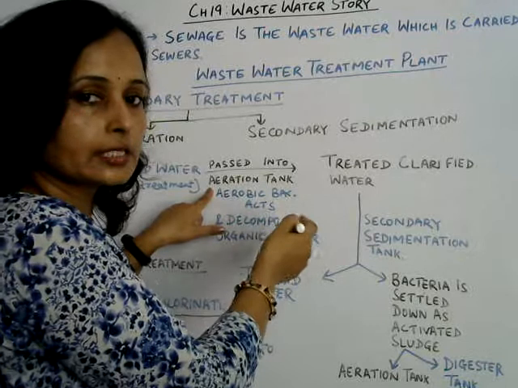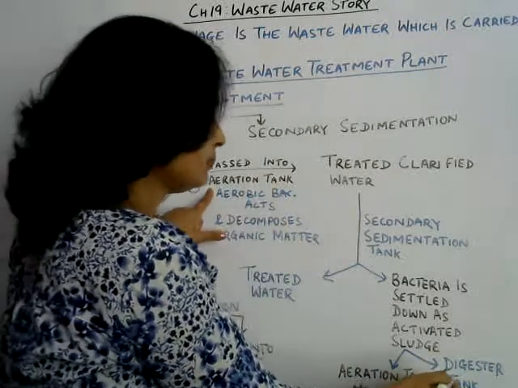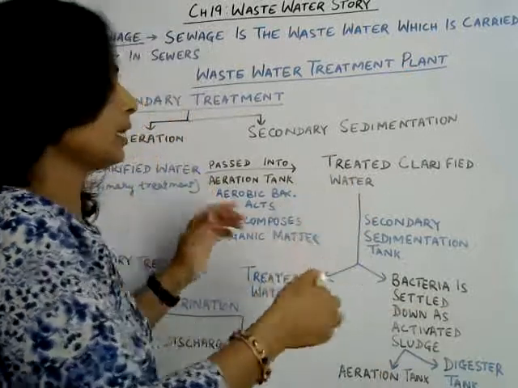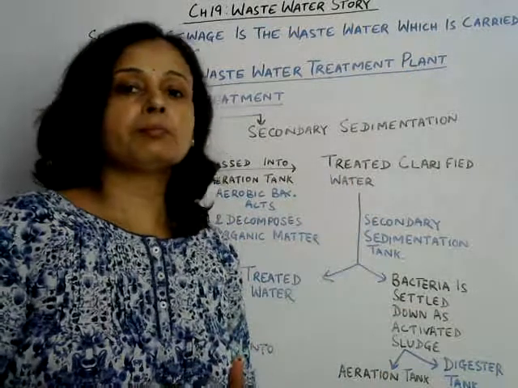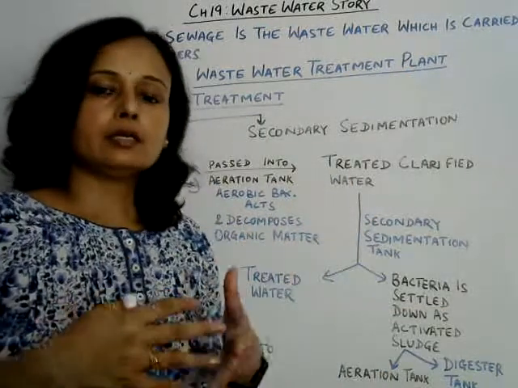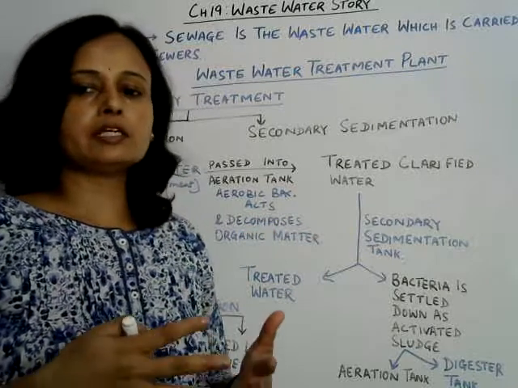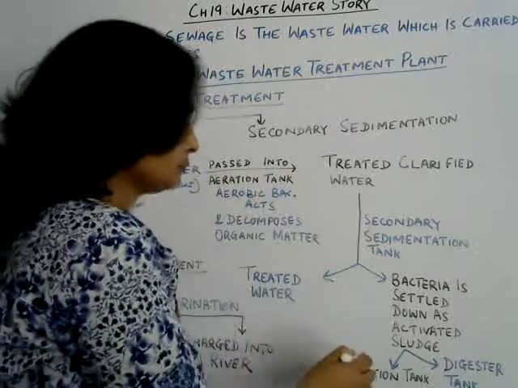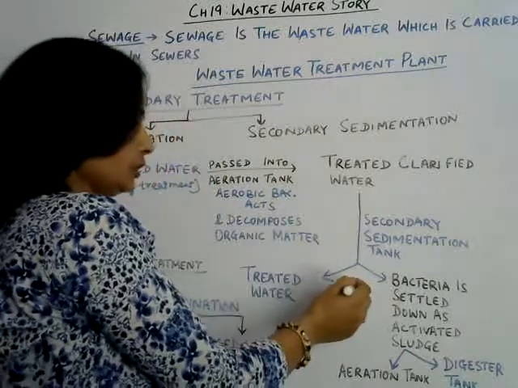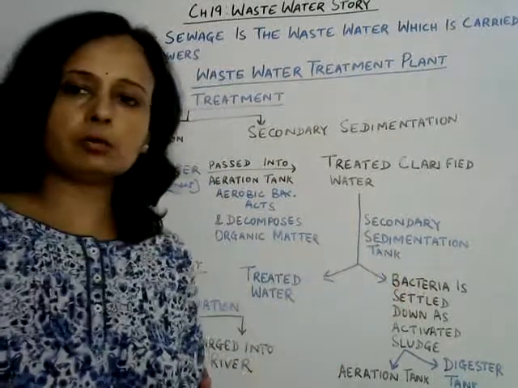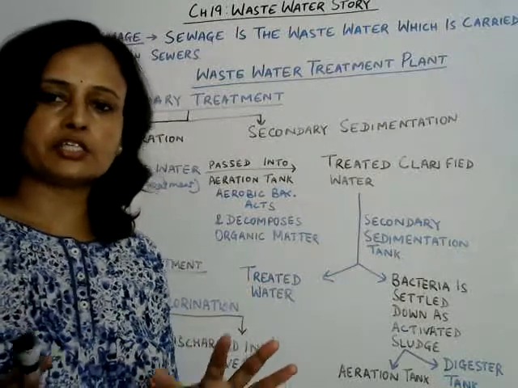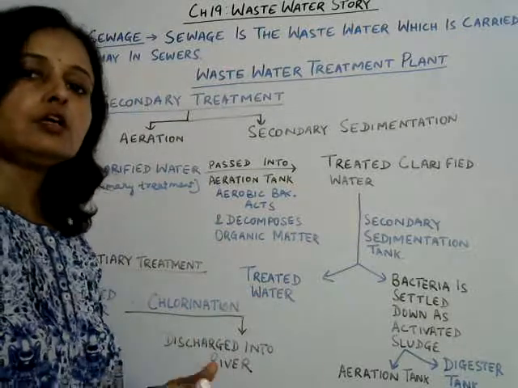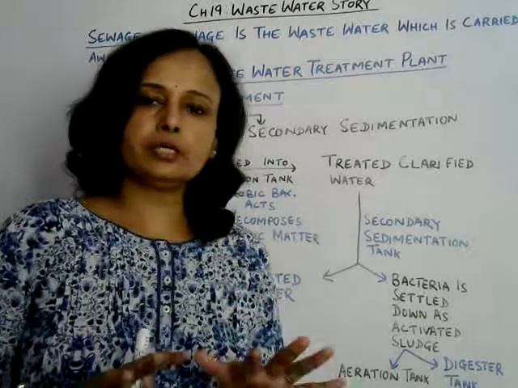A few bacteria are also supplied to the digester tank that we studied in the primary treatment plant, where water treatment was done through the primary treatment. Okay, and the sludge settles down at the bottom of the tank, that is sedimentation, and the rest of the water, the treated water, then goes for the tertiary treatment.